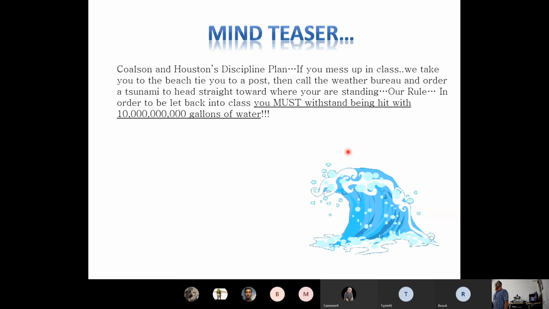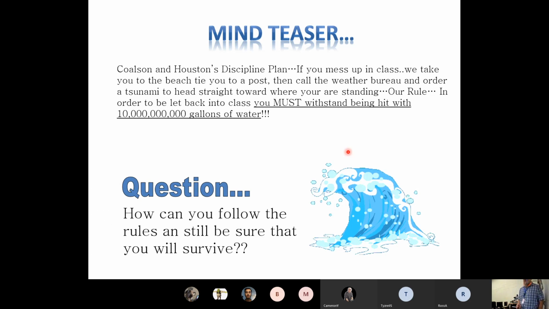Okay. So I'll read this to you guys so that you can understand what's going on. Coulson and Houston's discipline plan. If you mess up in class, they take you to a beach and tie you to a post, then call the Weather Bureau and order a tsunami to head straight toward where you're standing. The one rule: in order to get back into class, you have to be able to withstand being hit with 10 billion gallons of water. So the question is, how can you follow the rules and still survive being hit by 10 billion gallons of water?